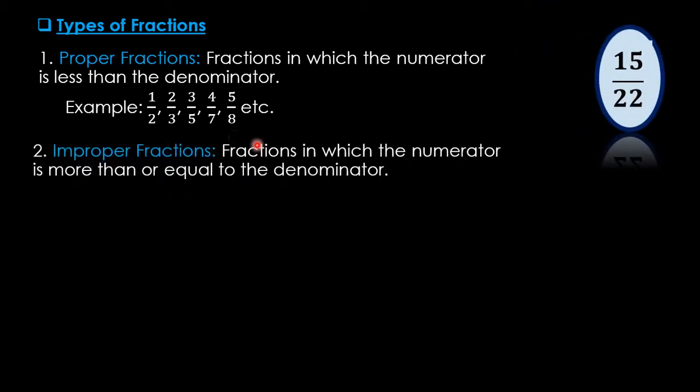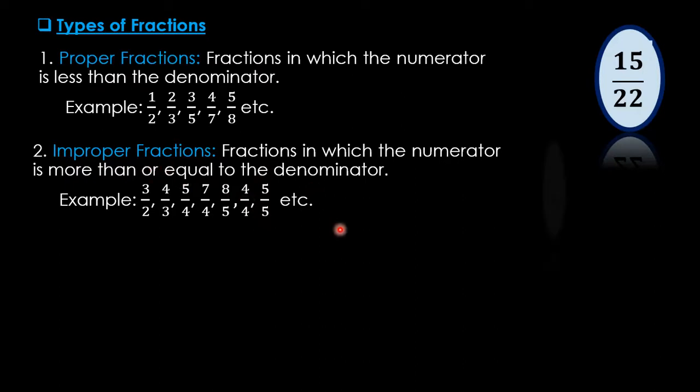Improper fractions, fractions in which the numerator is more than or equal to the denominator. Example 3 over 2, 4 over 3, 5 over 4, all these are improper fractions because the numerator is more than or equal to the denominator. In this case we can see numerator and denominator are the same, 4 over 4, 5 over 5, these are also improper fractions.